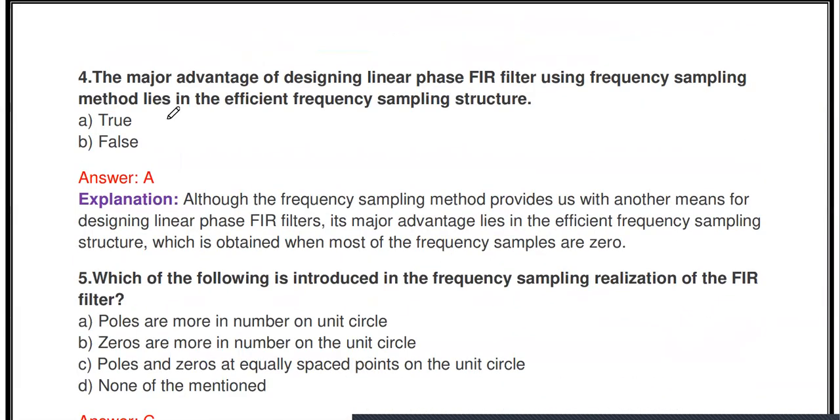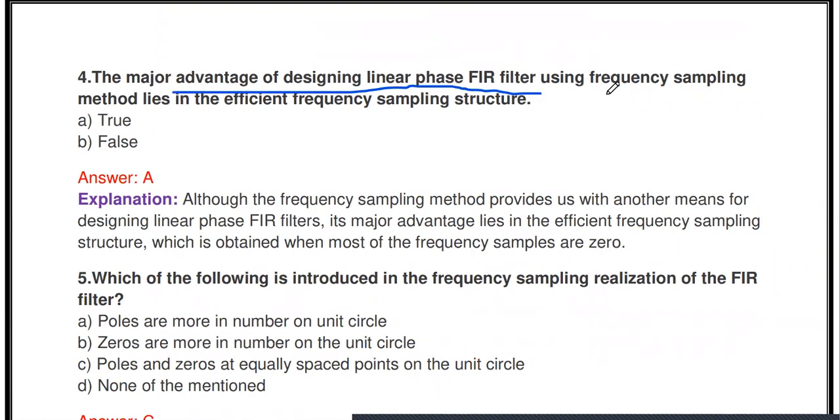Then the next question: the major advantage of designing the linear phase FIR filter using the frequency sampling method lies in the efficient frequency sampling structure. Is the statement true or false? There are various methods to design the linear phase FIR filter, but what is the main advantage of using the frequency sampling method? It lies in the efficient frequency sampling structure. Yes, it's true.